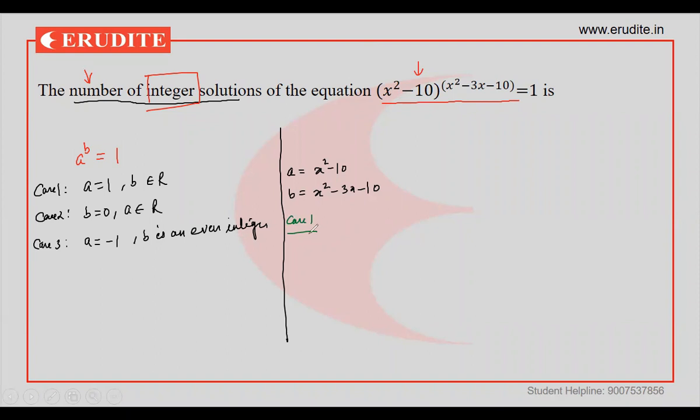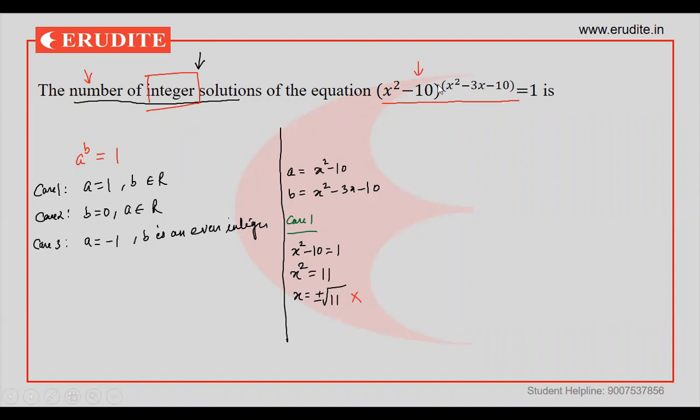If I consider case number 1, then I'm saying that a equal to 1. That means x square minus 10 equal to 1. From here, I'm getting x square is equal to 11, x equal to plus minus under root 11. So these are the two values possible. If I put x equal to plus root 11 or minus root 11, the value of this expression is coming 1. But the point here is that I am looking for the integral solution, and these are not integral values, right? So I'm going to neglect them.